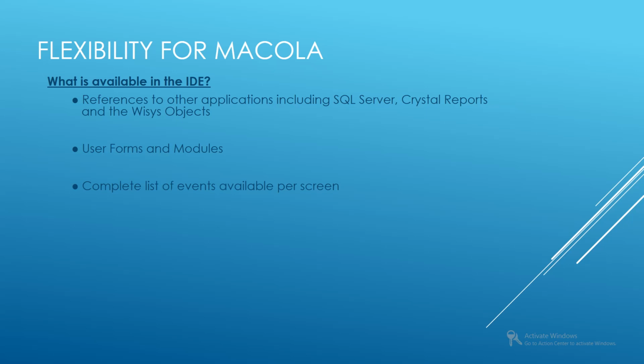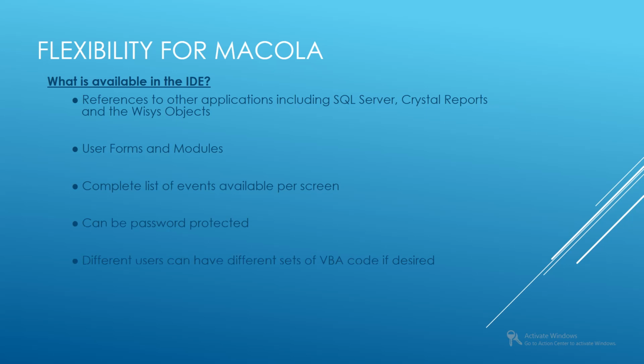So not every screen event is available. For example, on the customer lose focus event, there's a lot of things Macola does. Macola goes out and grabs the description and the salesperson and the terms code and all of that good stuff. And so a lot of times those types of events are not available. However, the next event that naturally occurs, which is customer name got focus, would typically be available. But we'll get into some of that in a minute.